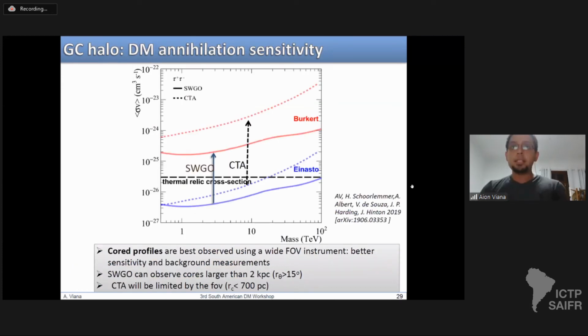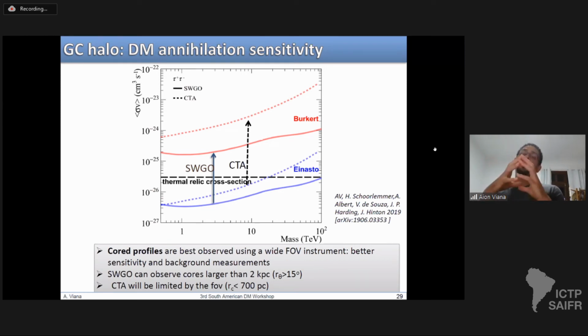We also studied the effect of having a different dark matter halo profile. Here you can see in blue the NFW profile, and in red the Burkert profile. Here you have CTA in dashed and SWGO in solid. As you can see, when you assume a cored profile, like a Burkert profile, in the case of SWGO you do lose sensitivity, but you don't lose as much as a targeted IACT such as CTA, because of the field of view.